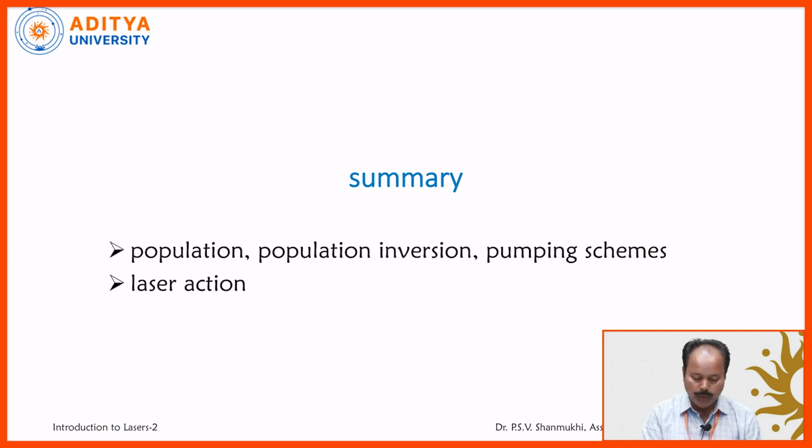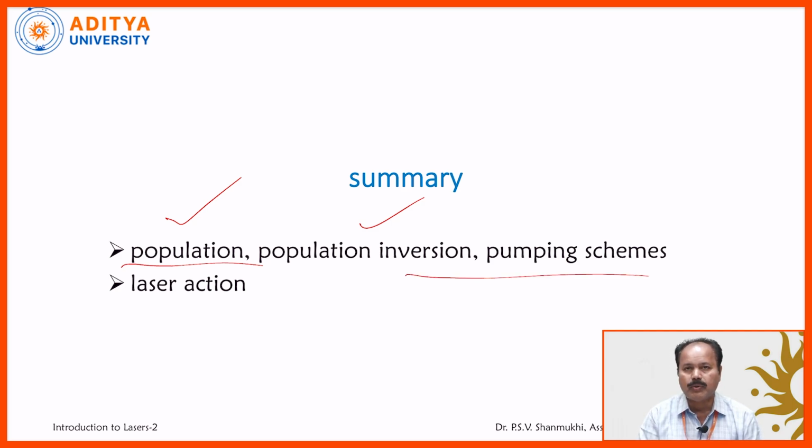That's why we have discussed in this article what is meant by population, what is the population inversion, how do we achieve the population inversion, what are the pumping methods, and what are the 2 types of pumping schemes, a 3 level pumping scheme and a 4 level pumping scheme. By using all these things, how the laser action is taking place to get the laser emission, that is what we have seen in this article.